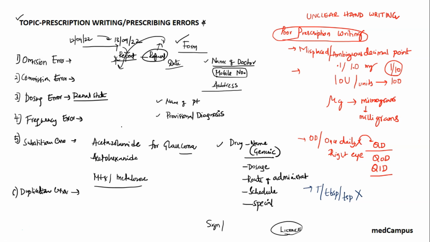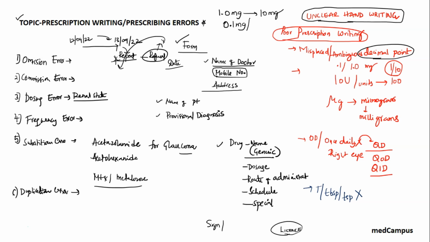But what is more important from an exam point of view is the symbols we use. Please, your handwriting should be legible. It should be clear. One more important thing is the decimal point. You should be careful while writing decimal points. For example, if there is 1.0 mg, you might get confused and read it as 10 mg. So there is a big risk here. Similarly, if there is 0.1 mg, fine, but if you only mention .1 mg without the zero, there is confusion. The nursing staff might think that it's 1 mg. So you have to be very careful.